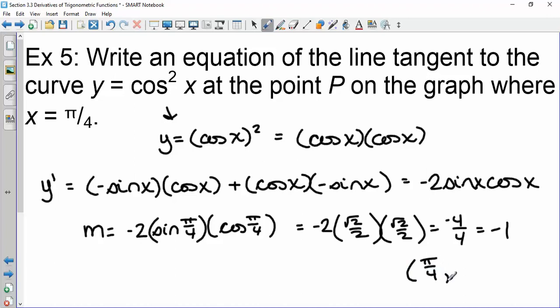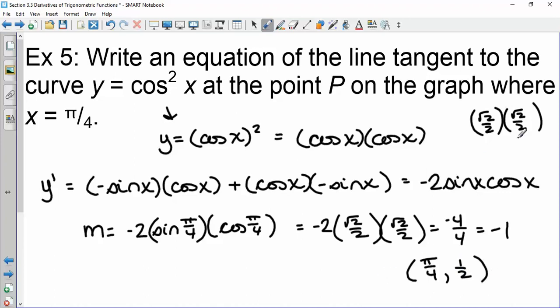My point, the x is pi over 4. To get the y, if you plug that in, cosine of pi over 4 is radical 2 over 2 times radical 2 over 2, and that gives us 2 over 4 or 1/2.